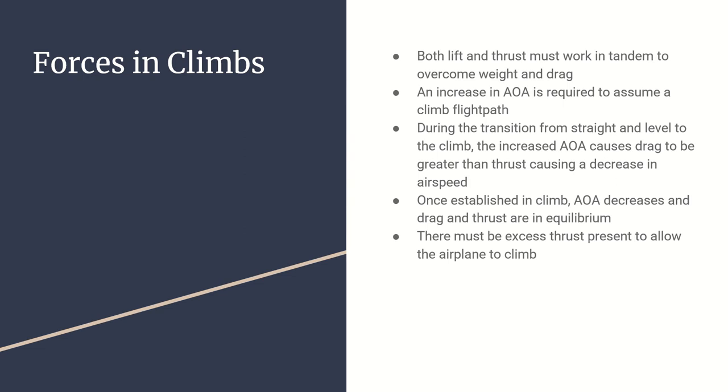And it's a momentary thing, right? Once we are established on that new flight path, the angle between that relative wind and angle of attack changes. It decreases. So think about it this way: we've got the chord line like this. If we're moving ahead, we've got relative wind moving this way. So here's our angle of attack before the climb. This is like straight and level.